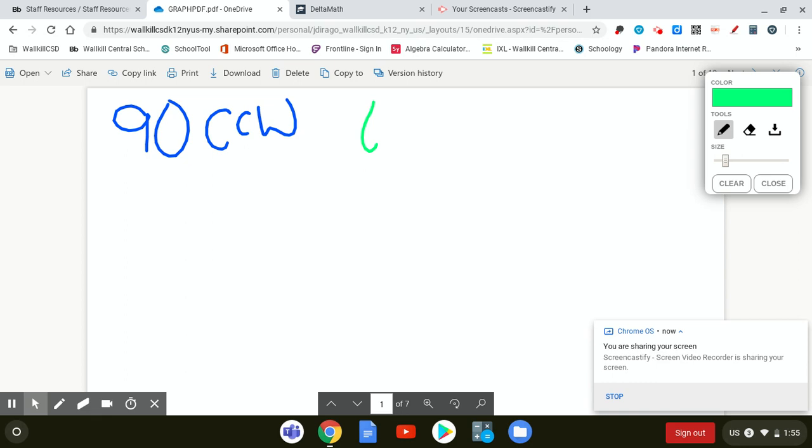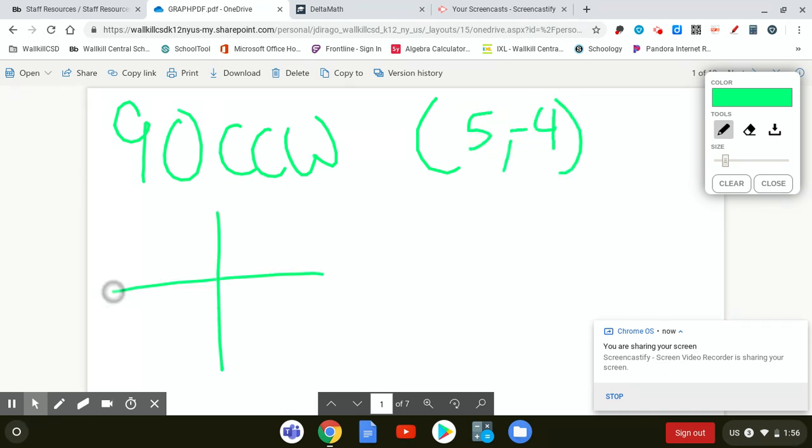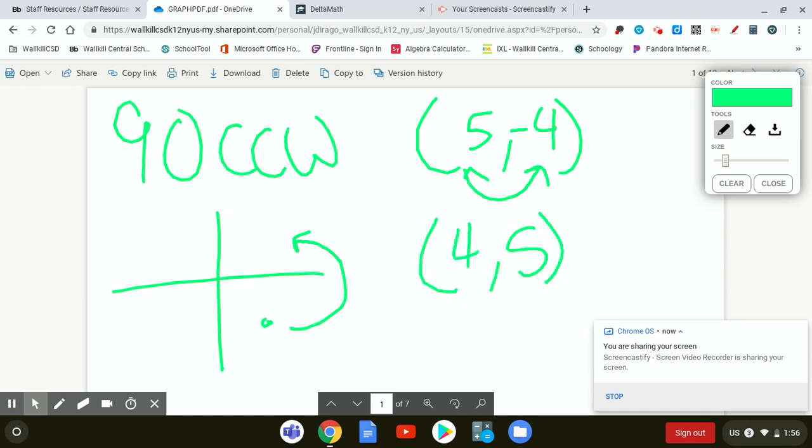I'm going to use the point 5, -4. So 5, -4 is located in the fourth quadrant. If I want to rotate it counterclockwise 90 degrees, it would end up in the first quadrant. What you do with the numbers is you switch the numbers, so then it becomes 4, 5, and then you use the sign scheme of the quadrant it's going into.